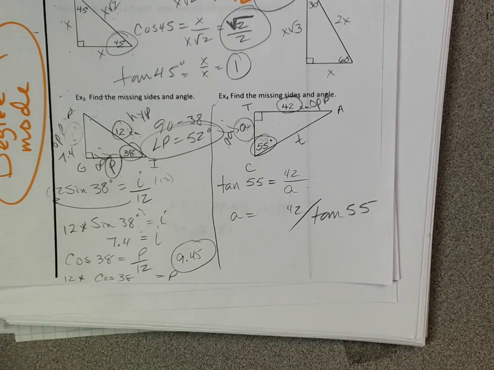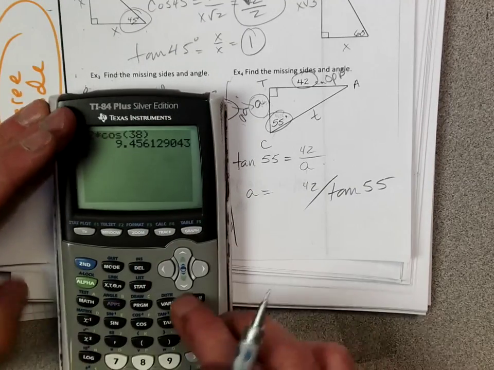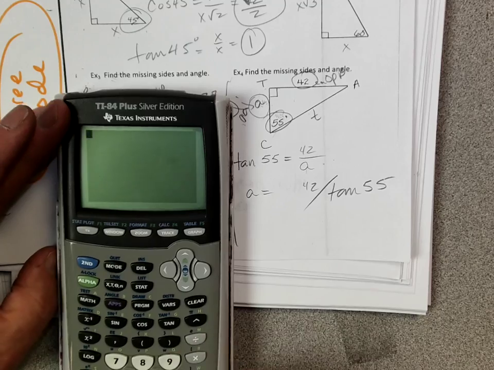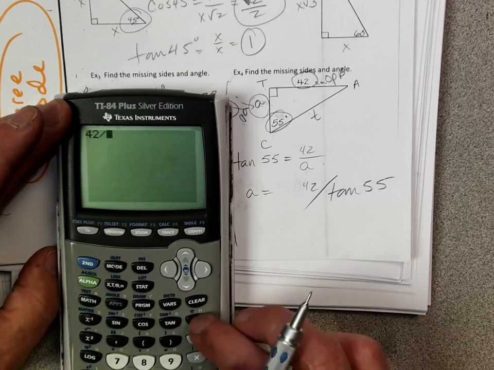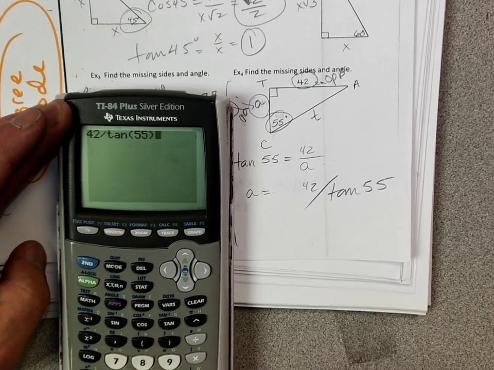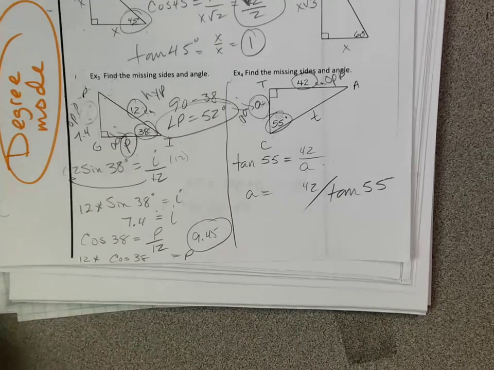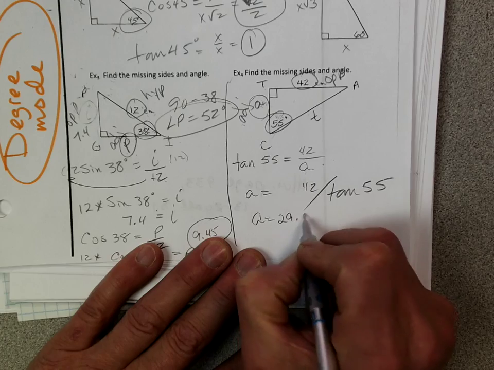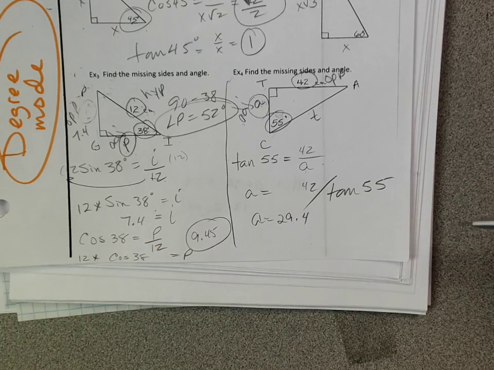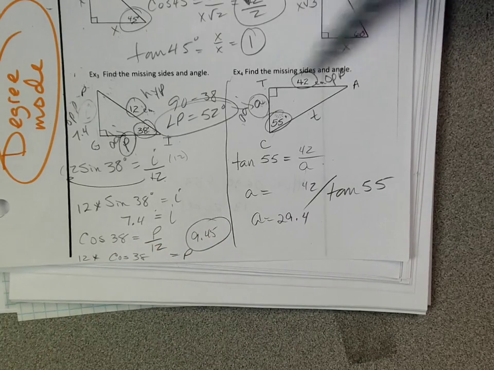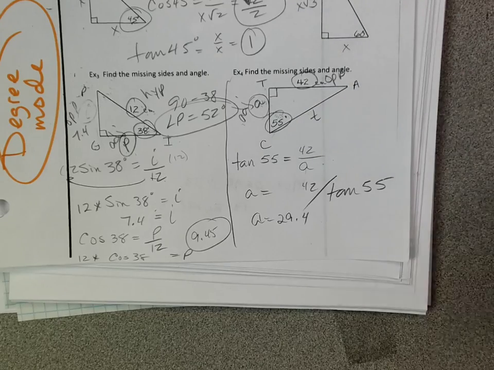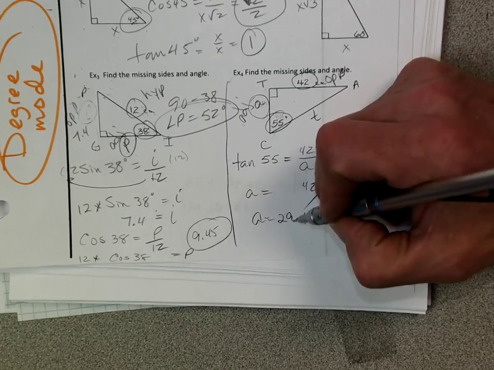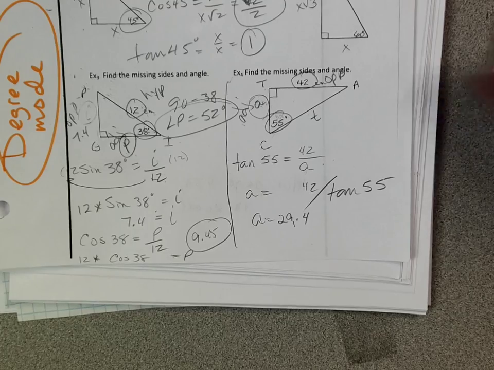I'm just going to use my calculator, type it in just like that. I'm going to go 42 divided by tangent of 55, and I get an answer of about 29.4. Does that answer make sense? Yeah, I think if this side's 42, this side could be a little bit smaller. Sure, 29.4 makes sense to me, okay? All right, great. Now, we have two more things to solve for.